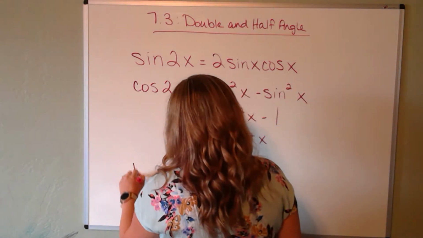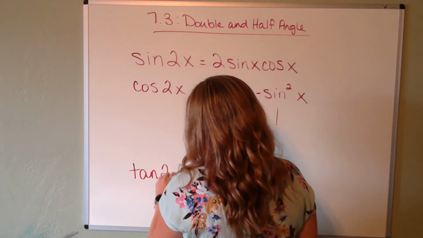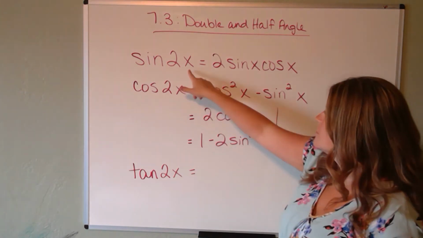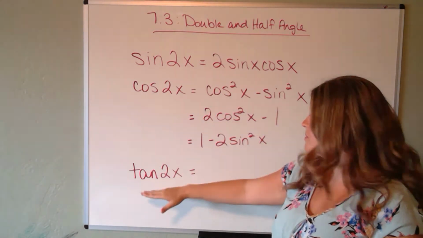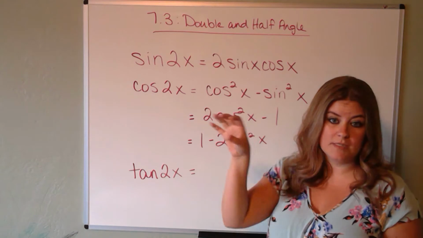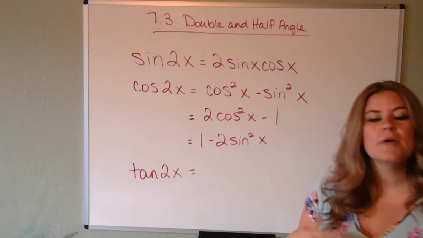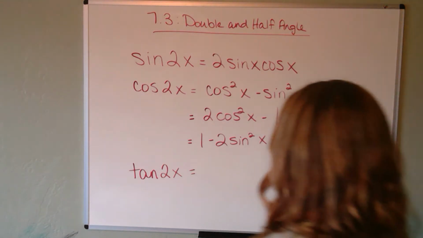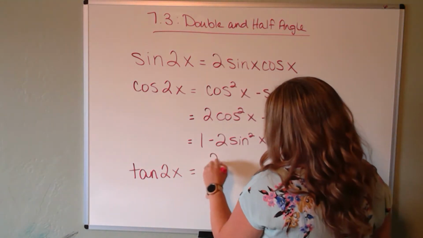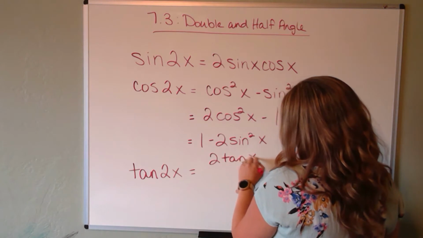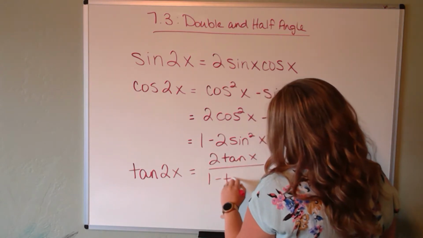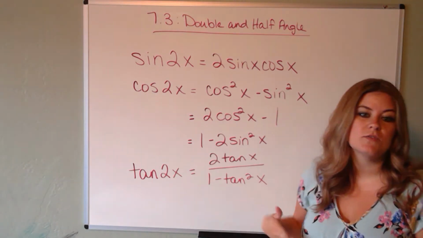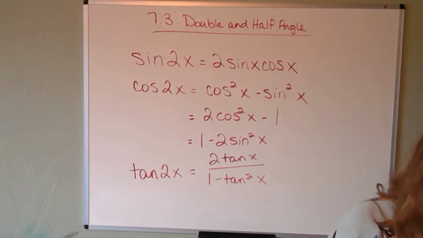And you guys, we also have a tangent identity. And you guys, we don't use this one that much because if you do know the sine and the cosine, remember it's real easy to find a tangent by just doing sine over cosine. But if you have to use it maybe in simplifying an expression or verifying an identity, it is 2 tangent x over 1 minus tangent squared x. So you want to write it down just in case you do end up having to use it.